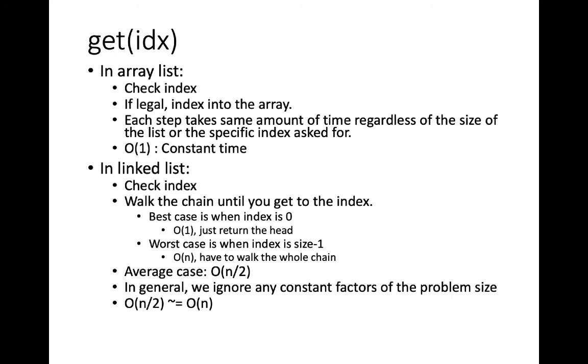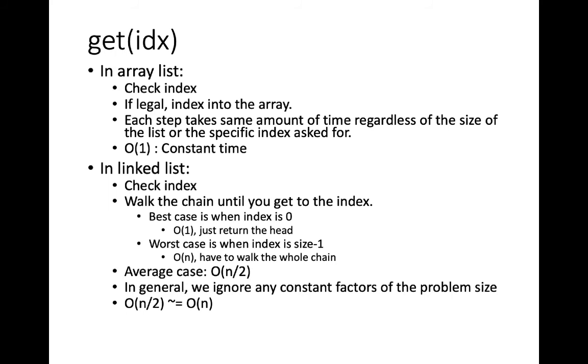So if all the steps in getting a particular value out of an array-based list take exactly the same amount of time no matter how long the list is, then the whole operation takes the same amount of time no matter how big the list is. Getting any random index in an array-based list is an order 1 operation.